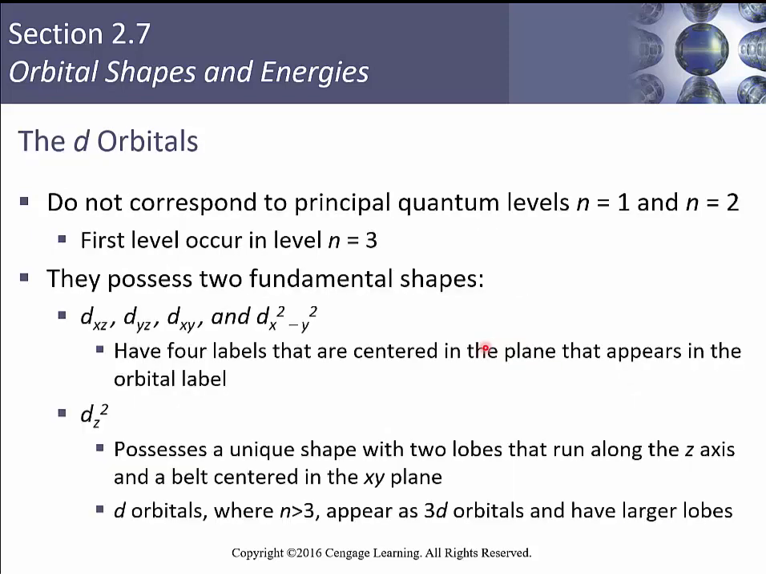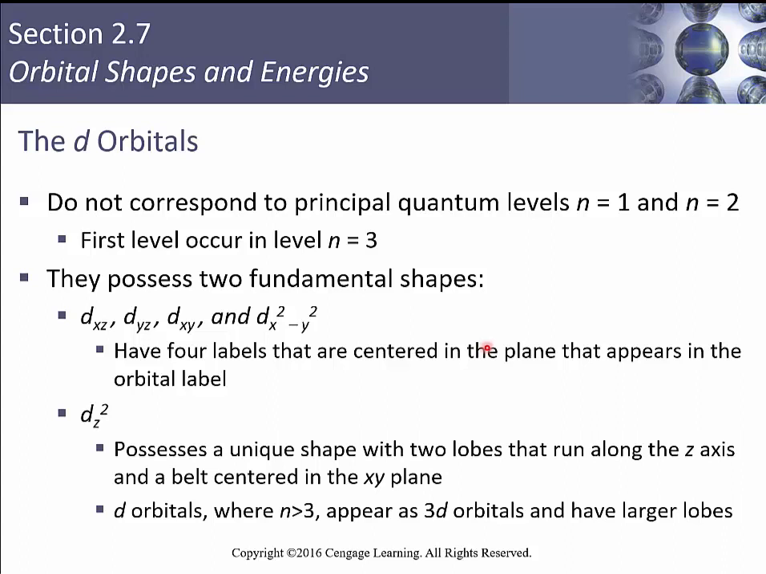If we look at our d orbitals, the first level we're going to see them at is n equals 3. And they're going to possess 2 fundamental shapes. We're going to have an xy, xz, and yz looking guy, and then our x squared minus y squared guy as kind of the same shape. And then we're going to have the dz squared.